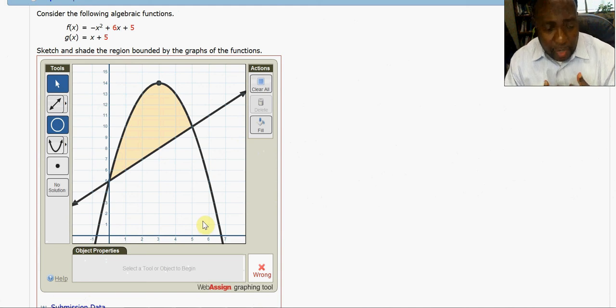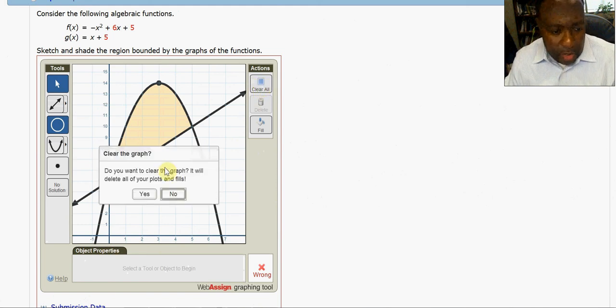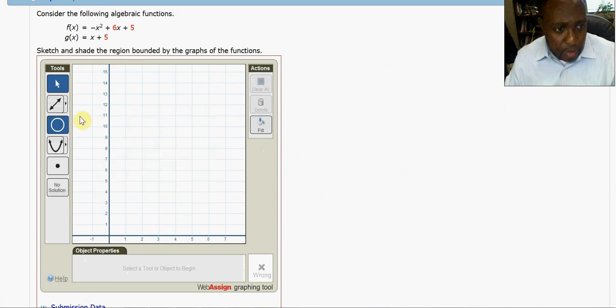But you contact me and let me know what problem it is. I'll give you credit because it's right. But for some strange reason, WebAssign is weird that they want you to use this object property. So we're going to use that and just say clear. Do you want to clear the graph? It will delete all. That's fine. So we'll just start over.